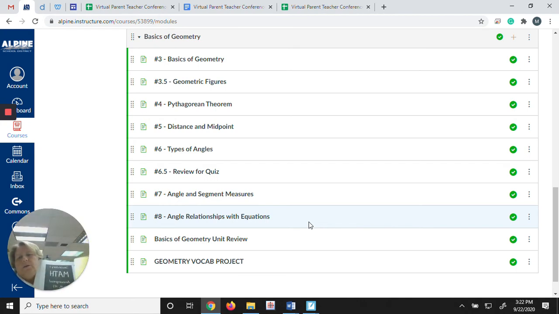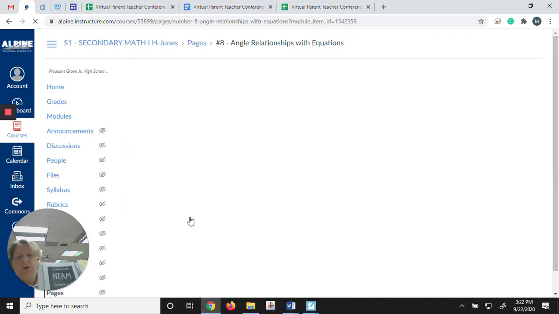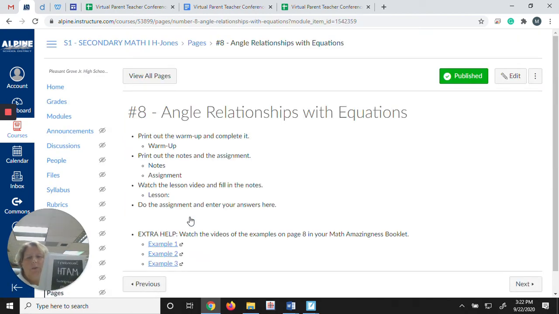So if I click on this, angle relationships and equations, it says down here, watch the videos of the examples on page 8. So if I turn to page 8, this one, these examples, we'll go over the examples that are on this page. So there's some extra help. Some people have been asking, hey, how can I better help my child? Also, there is a lesson for each.